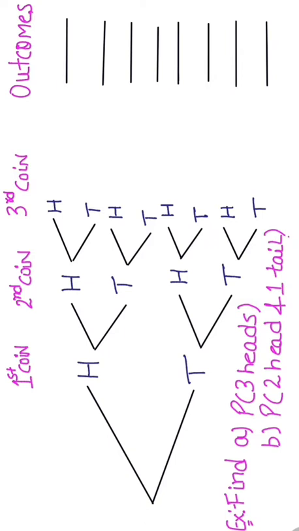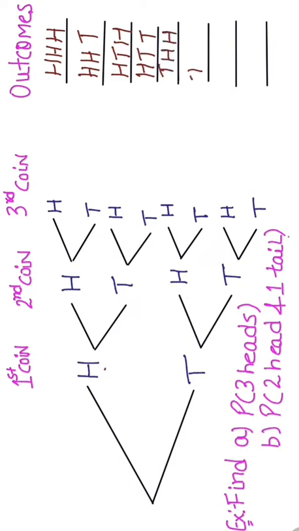So the outcomes will be head, head, head. Then this is head, head, tail. This outcome will be third outcome, head, tail, head. See these branches, head, tail, head, then head, tail, tail, H, T, T. This outcome will be tail, head, head. This outcome will be tail, head, tail, then tail, tail, head, and then tail, tail, tail. These are the 8 possible outcomes on tossing a coin 3 times or tossing 3 coins at the same time.